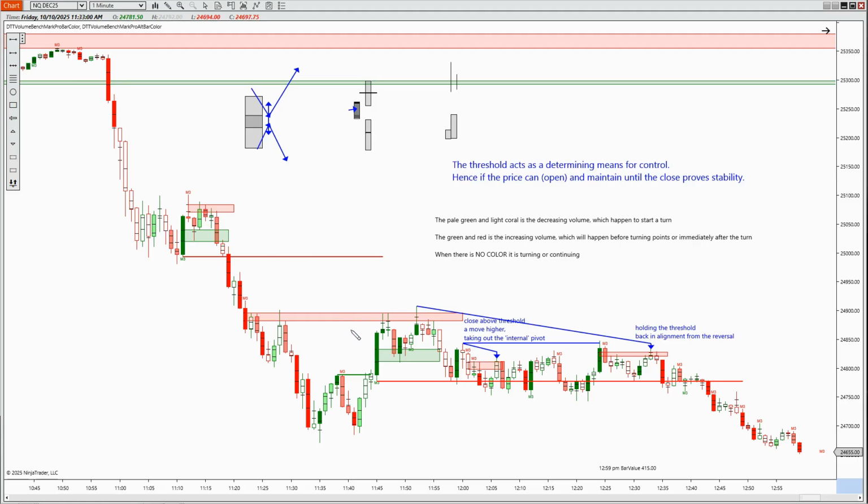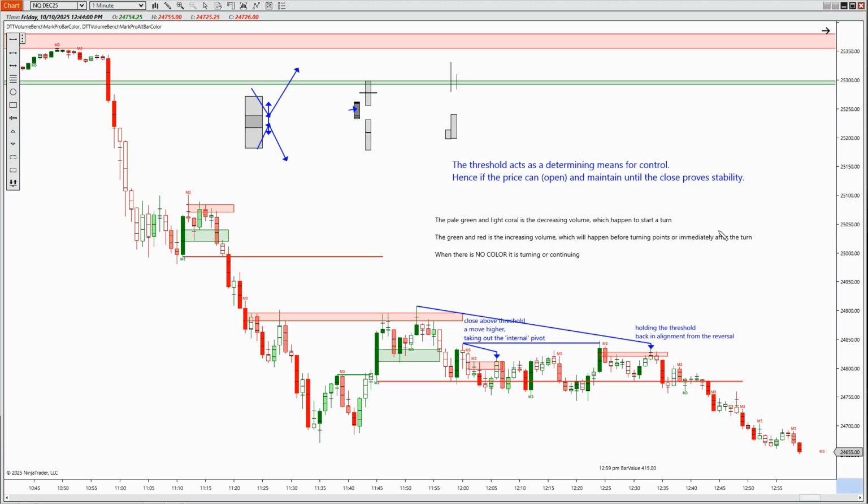For those who have picked up the indicator suite, you have some information on how to interpret this. I want you to know how to interpret the volume because that's new. The pale green or light coral color is decreasing volume, which happens to start a turn. The green or red is increasing volume, which will happen before the turns, or immediately after the turn.